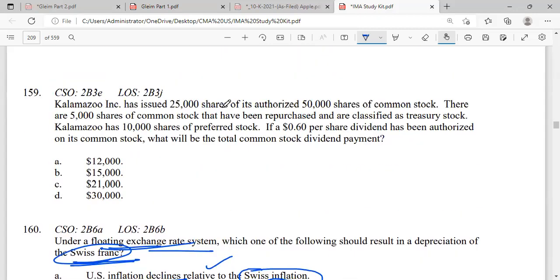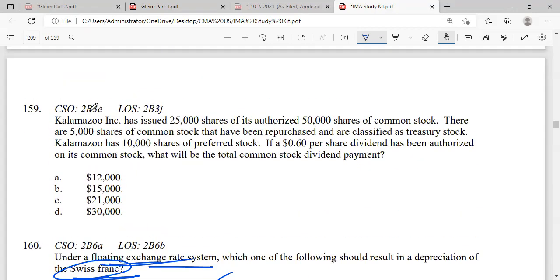Now, moving forward. K Inclusive has issued 25,000 shares of its authorized 50,000 shares of common stock. There are 5,000 shares of common stock that have been repurchased and are classified as treasury stock. K has 10,000 shares of preferred stock. If a 0.6 per share dividend has been authorized on its common stock, what would be the total common stock dividend payment?